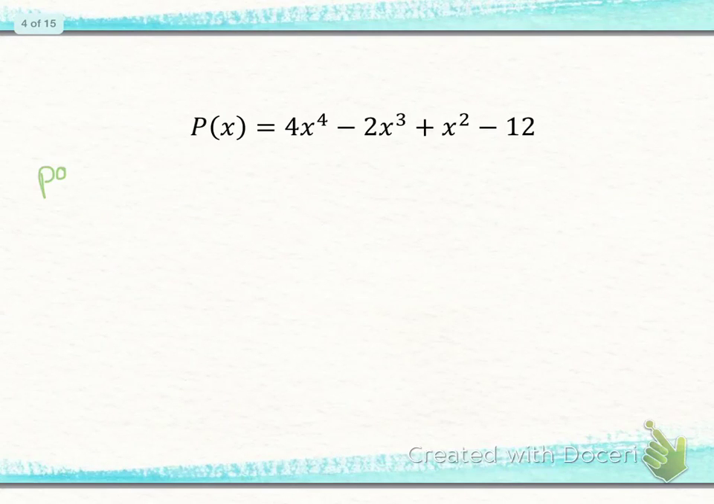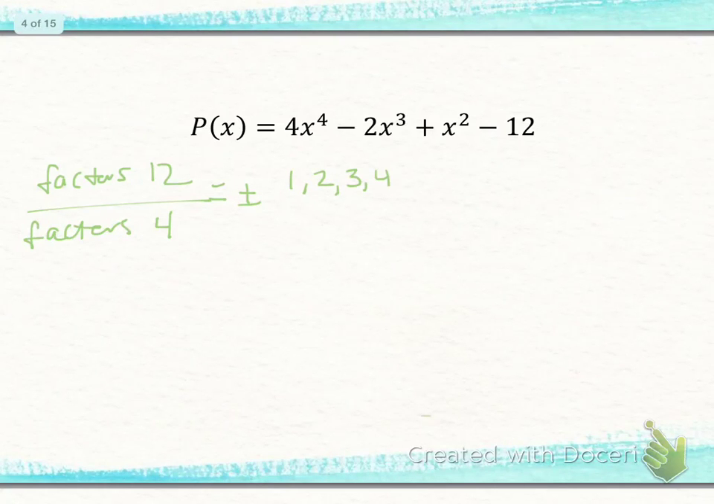Okay, so I'm going to do factors of 12 over my factors of 4. So I need to include the positive and negative side of it. So I got 1, 2, 3, 4, 6, 12, and 1, 2, and 4. Okay, so my possible answers this time are going to be plus or minus 1 divided by 1 is 1. 1 divided by 2 is 1 over 2. 1 divided by 4 is 1 over 4.